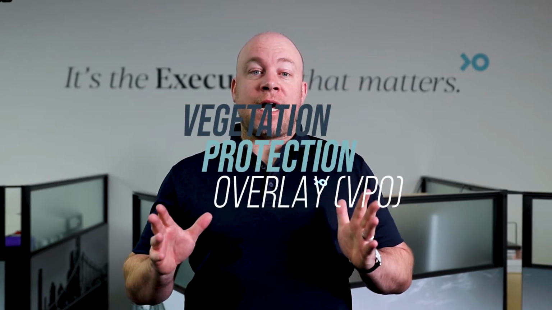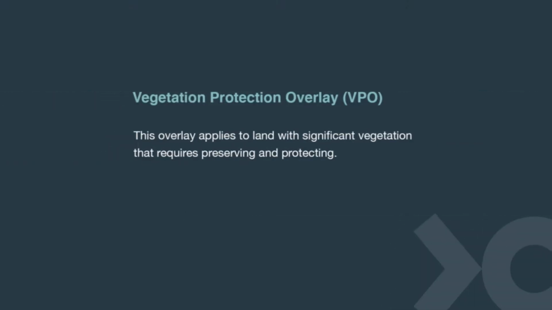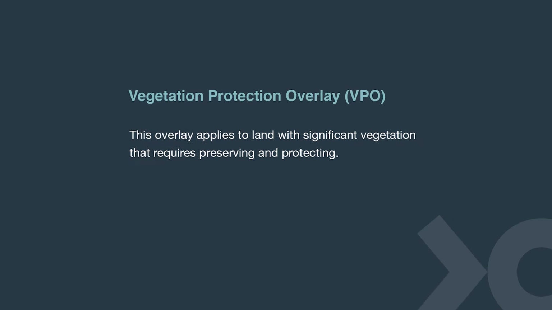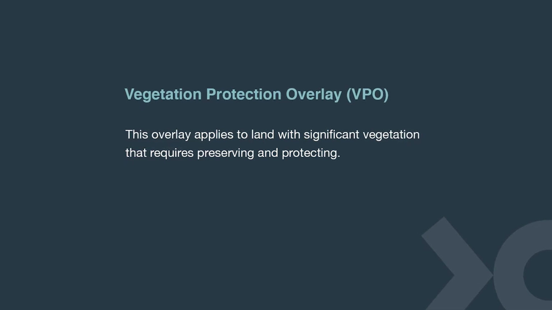Next, let's look at the vegetation protection overlay. This overlay applies to land with significant vegetation that requires preserving and protecting. In a nutshell, if your development site has a lot of significant vegetation, this overlay will impact what you can and can't do. This is something you need to be aware of ahead of time before you start making big decisions on a site's feasibility. If there is this overlay on your site, you need to work with an arborist to understand the impact that it'll have on your development.